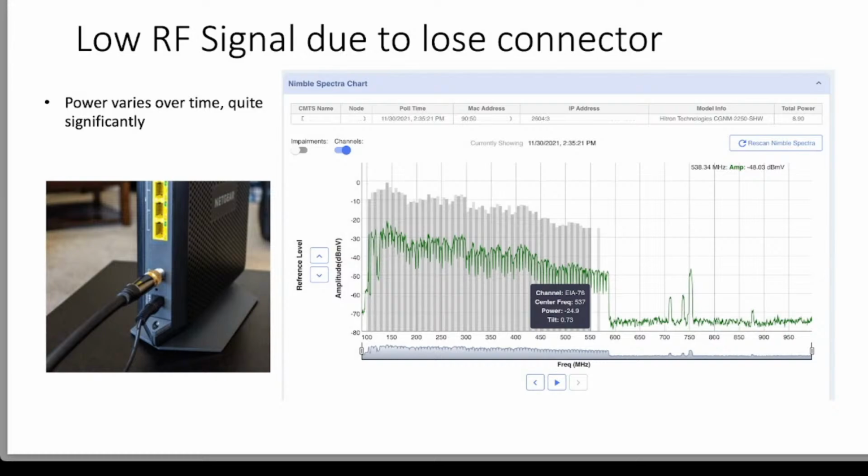And so again, we try to spend a lot of time educating both technicians and subscribers on the importance of just tightening connectors in the back of the cable modem, at the wall plate on the wall, and anywhere else that they may have connectors in their house, because a loose connector can be what's causing a subscriber's performance issues.